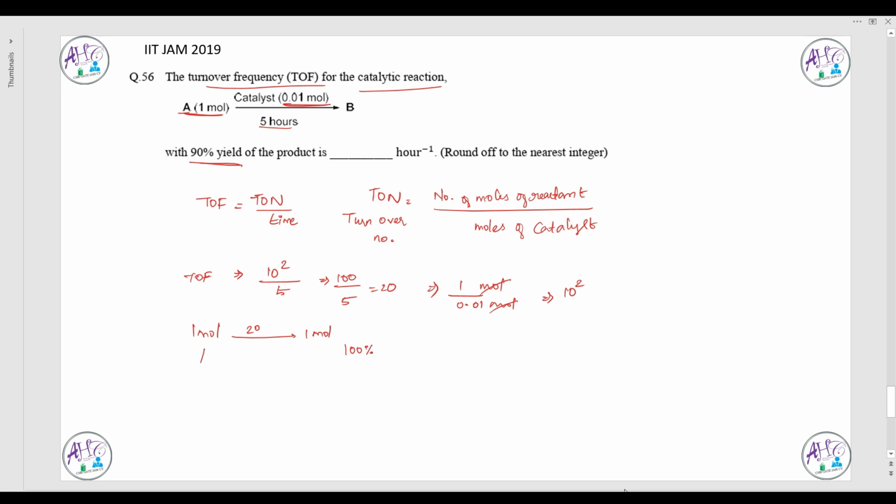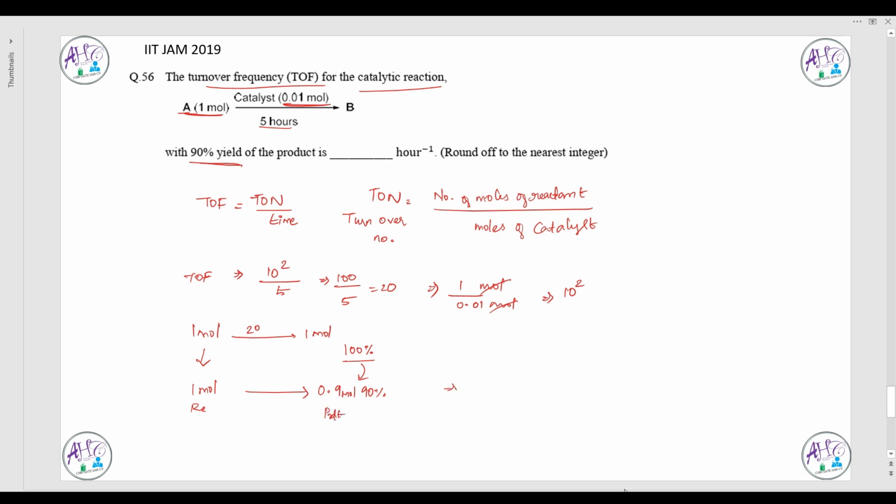இப்போ என்ன ஆகுது, உங்களோட ப்ராடக்ட் வந்து 100% கன்வெர்ட் ஆகாமல் 90% தான் கன்வெர்ட் ஆகுது. ஸோ உங்கள் ப்ராடக்ட் 90% கன்வெர்ட் ஆகுதுன்னா என்ன அர்த்தம்? ஸோ உங்கள் மோல்ஸ் வந்து எவ்வளோ இருக்கும்? 1 மோல் ஆஃப் ரியாக்டன்ட் வந்து 0.9 மோல் ஆஃப் ப்ராடக்ட் வந்து ஃபார்ம் ஆயிருக்கும்.